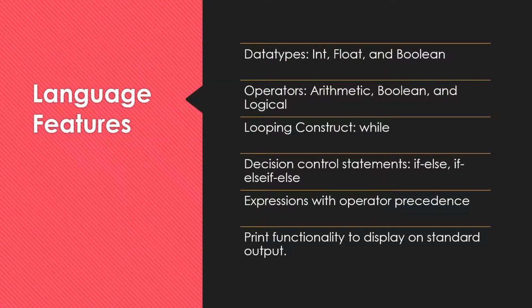Our language has the following features. First is support for operators and primitive data types such as integer, float, and boolean. Our language also provides support for assignment statements to assign a value to an identifier. The language supports decision statements such as the if-then construct and the if-then-else construct. It provides support for iterative execution by using a while-do construct. It also provides support for print functionality to display on standard output.